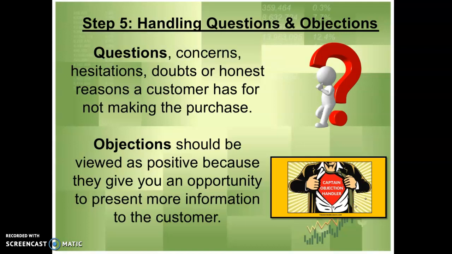In step 5, we're handling the customer's questions and objections. So their questions could be legitimate concerns or hesitations, doubts, or honest reasons a customer has for not making that purchase. So they may say something like, I'm not really sure if I want to spend that much money on this item. I've heard that there are some negative reviews. Okay, and then there could be objections. These should be viewed as positive because it gives the salesperson an opportunity to present more information to the customer.